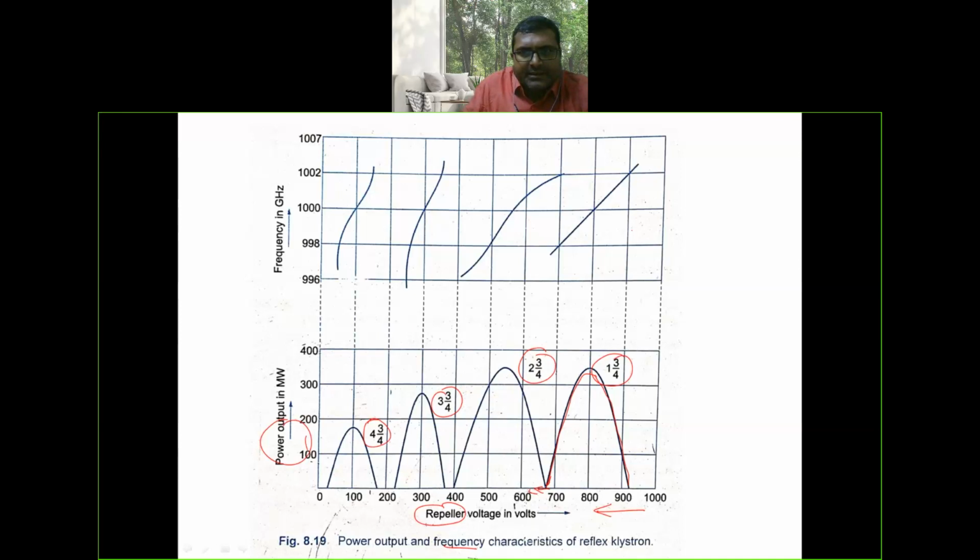This particular graph is plotted between, once again, repeller voltage and frequency in gigahertz. If you observe, at maximum signal strength, the frequency is almost the same. At maximum signal strength, the frequency is almost the same, and this particular frequency is called the center frequency. This center frequency is the same for all the modes in a particular reflex Klystron oscillator.